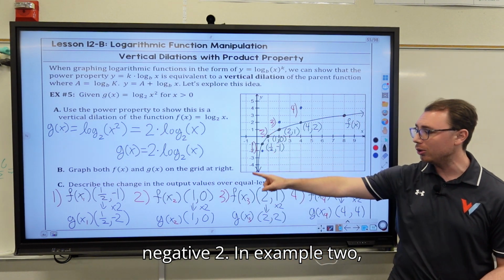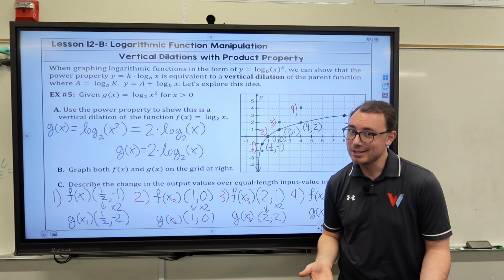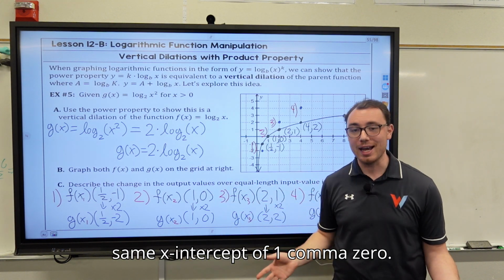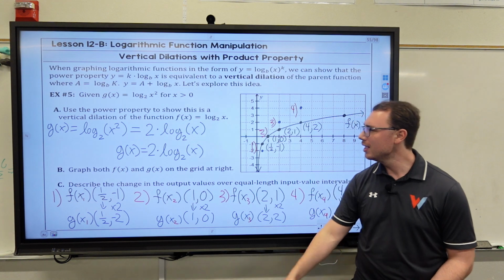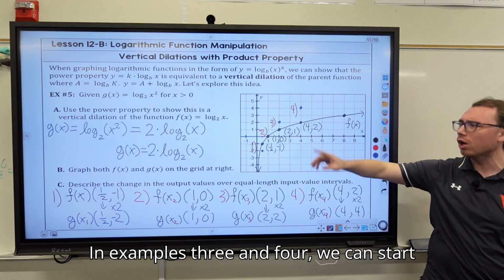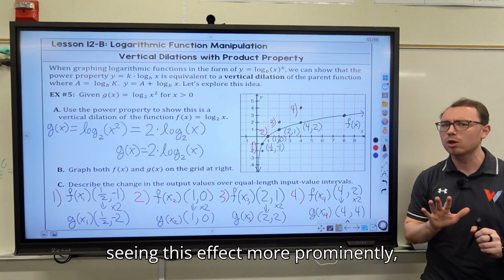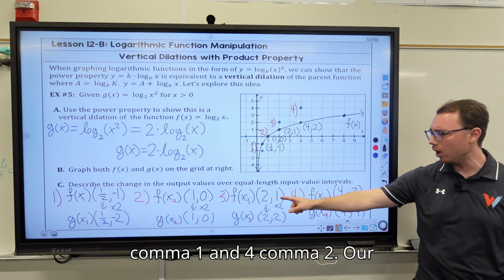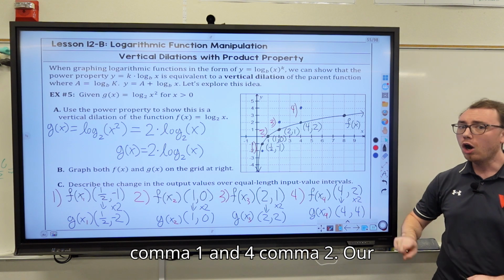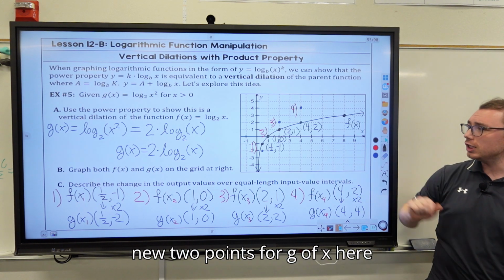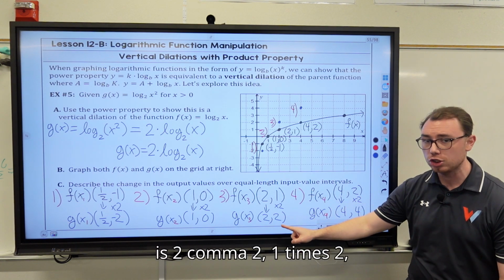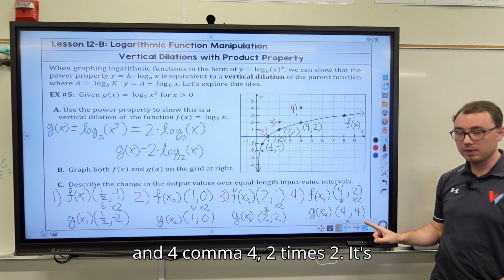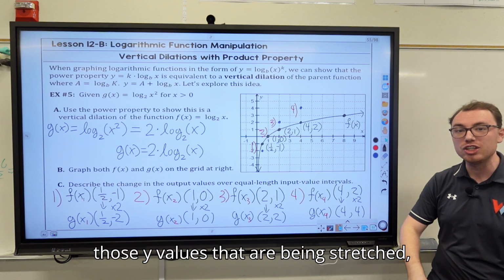In example 2, nothing really changes. Our y value is 0, so we just get that same x-intercept of (1, 0). In examples 3 and 4, we can start seeing this effect more prominently, where our original points for f of x were (2, 1) and (4, 2). Our new 2 points for g of x here are (2, 2), which is 1 times 2, and (4, 4), which is 2 times 2. It's those y values that are being stretched.